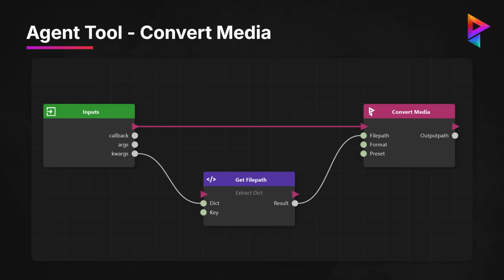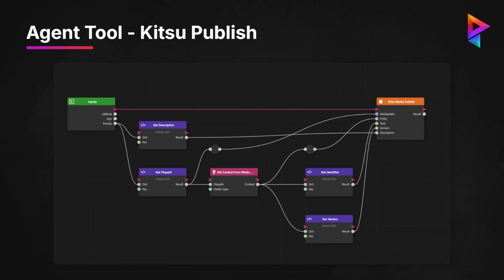We can just build simple graphs like this, which takes a media input and then converts it to, for example, an MP4 file with some burn-ins. Another example would be a graph like this, which publishes a media file to Kitsu and adds some optional description to it.